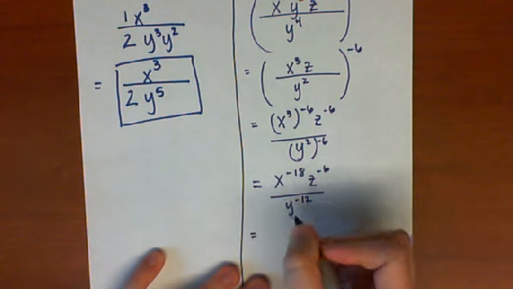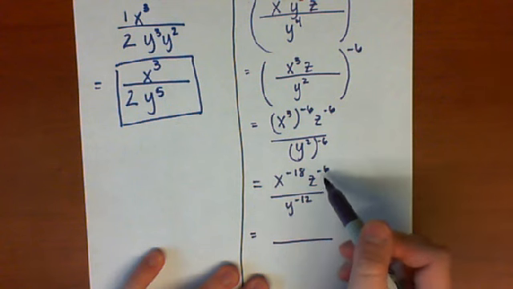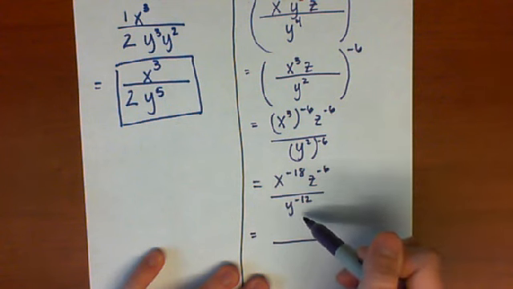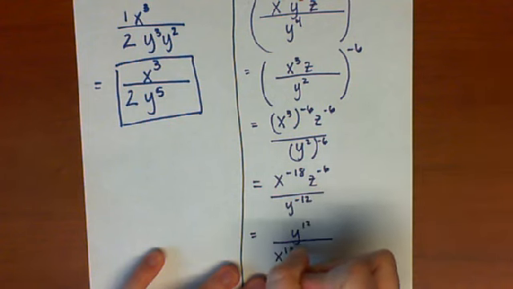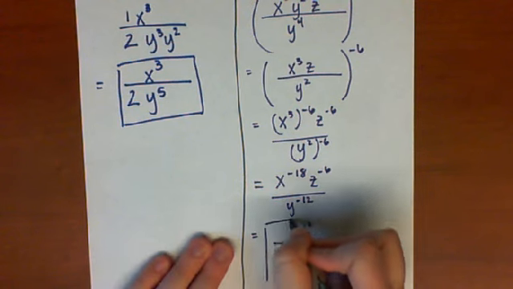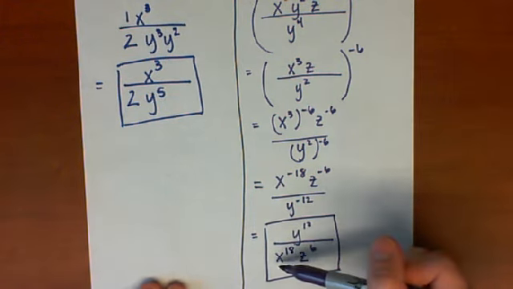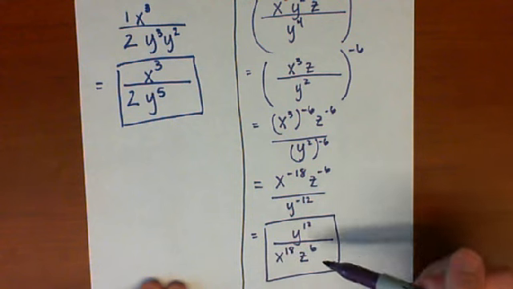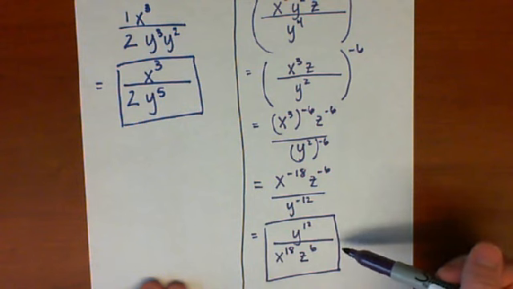So here what's going to happen is, I'm going to write my fraction bar ahead of time. Anything that's in the top that has a negative will go into the bottom. Anything that's in the bottom that has a negative will go into the top. So I will end up with y to the 12th, x to the 18th, and z to the 6th. And so now I have simplified this as much as possible. Notice I only have one y raised to one power, one x raised to one power, and one z raised to one power. I don't have any exponents outside of my parentheses. I've gotten rid of that, and also I don't have any negative exponents. So I have simplified this as much as possible.